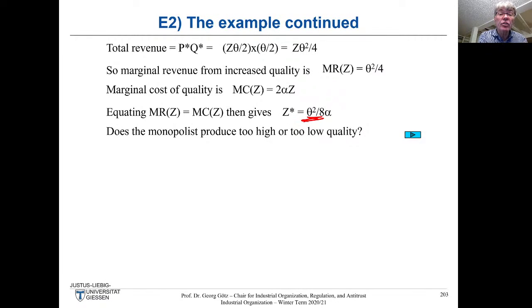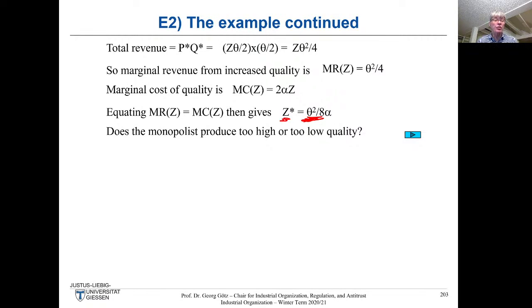And on what does it depend? It depends on the number of consumers, theta, and of course our theta was in a sense two-sided. It also determined the willingness to pay for quality. So higher willingness to pay for quality and more people means higher quality level. First of all, here our monopolist invests in quality. That's an important result here. So our monopolist invests in quality.